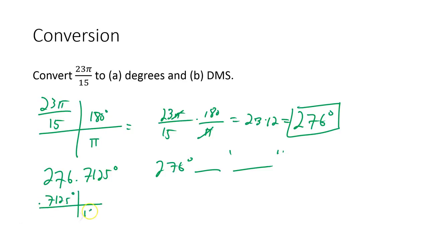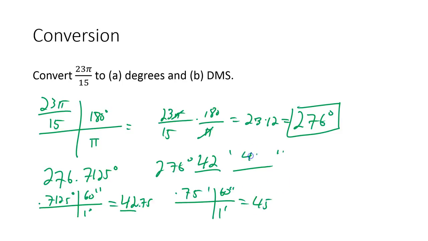And we know that 1 degree, put that on the bottom because we want it to cancel, is worth 60 minutes. So let's see how many minutes we have. We do 0.7125 multiplied by 60, and I get 42.75. So that means we have 42 minutes. We took that right there, and then we have 0.75 minutes left. 1 minute is 60 seconds. So that's 3/4 of 60. I think I know what that is. Let's check anyway. 0.75 times 60 is 45. So we got 45 seconds.